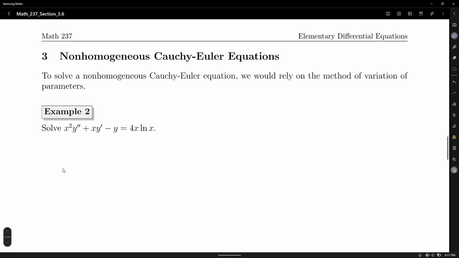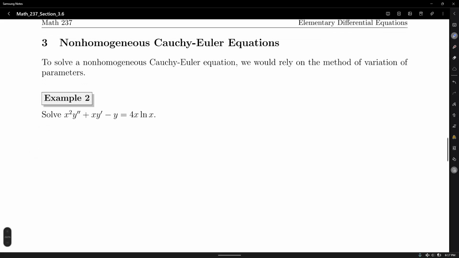All right. So let's solve the following differential equation, that is x squared y double prime plus x y prime minus y equal to 4x ln x. Well, notice how the right hand side of the differential equation is no longer a 0. That is, it's no longer a homogeneous equation. So we're going to use variation of parameters to solve this equation.